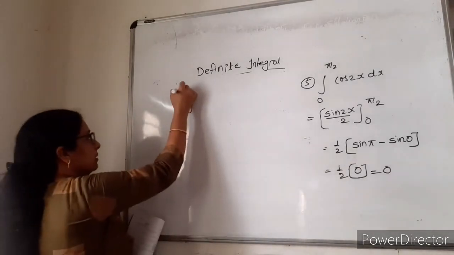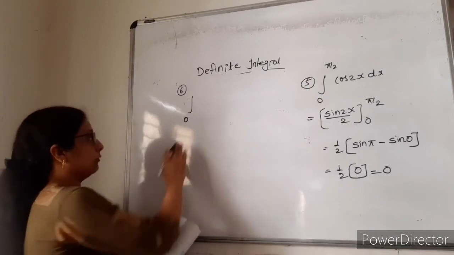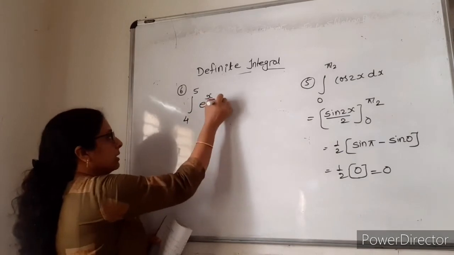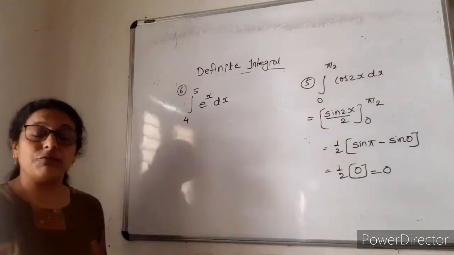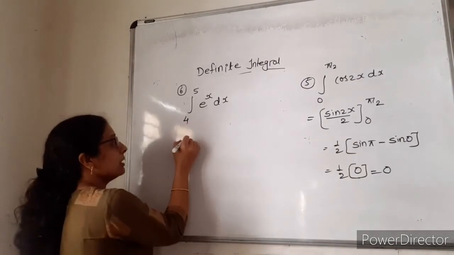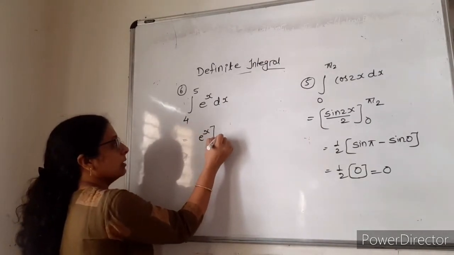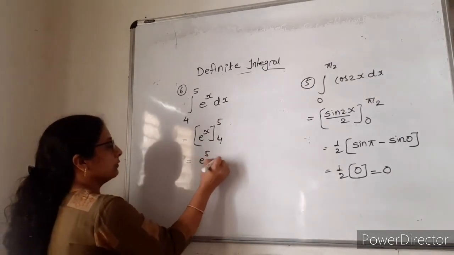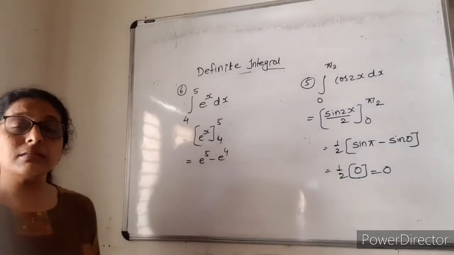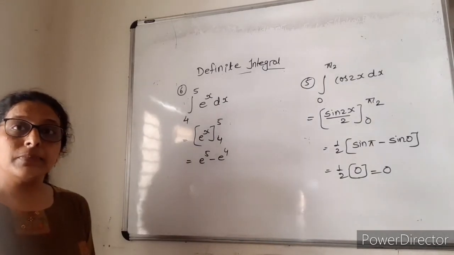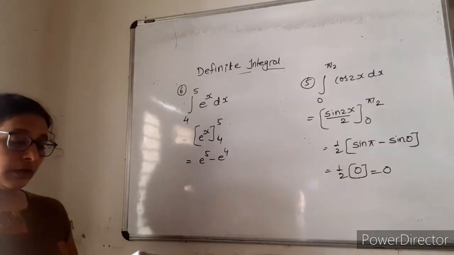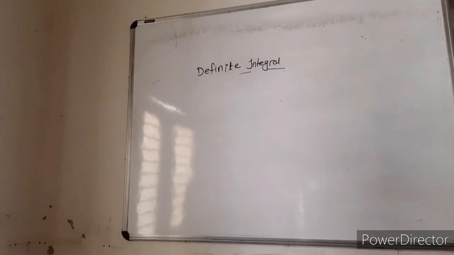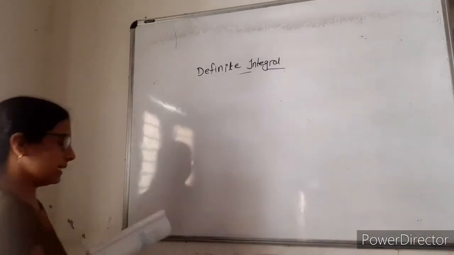The limit is given 4 to 5, e raised to x dx. It's very easy. You know, the integration of e raised to x is e raised to x only, and the limit is 4 to 5. That is e raised to 5 minus e raised to 4. That's it. Nothing is to be simplified over here. Right? So this is our question number 6. Do it. Then we'll go ahead. Okay, then question number 6 is over.